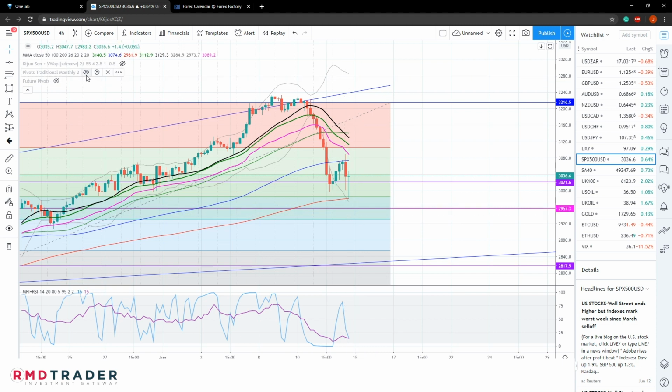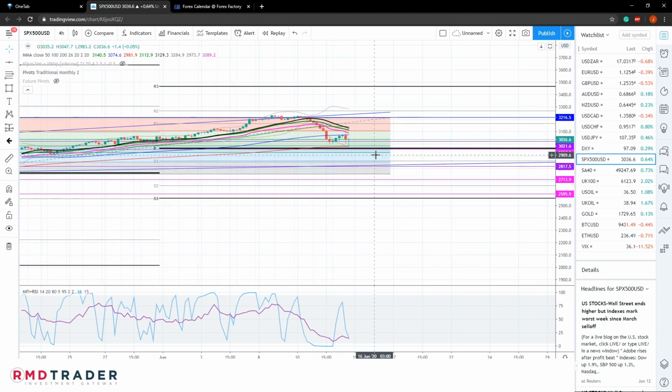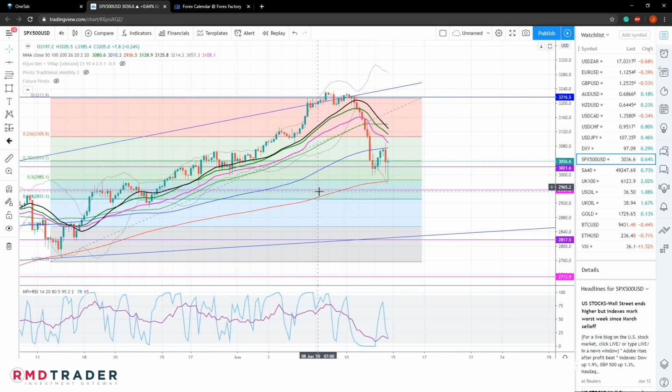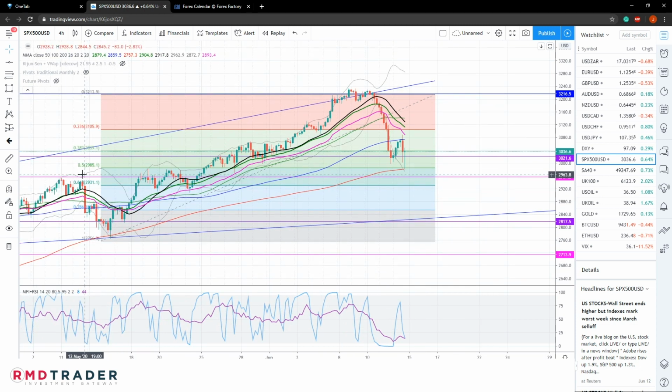And I'll just quickly enable that back again. You can see our monthly pivot level is sitting just below us currently at 2,970. Just going to hide that again. So that would be around this area over here, just below the 200 SMA. And we are also looking at a very strong, let's say, buy zone or support area.